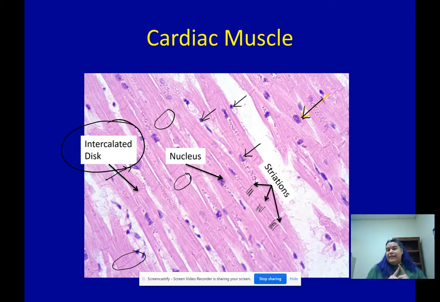These intercalated discs are actually communication between neighboring cells, allowing that step-by-step process to literally travel from cell to cell to cell in sequence so that when your heart beats, it beats correctly.